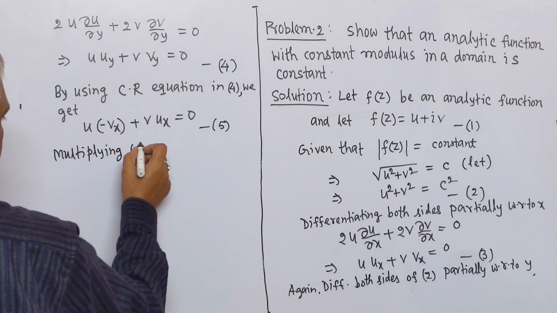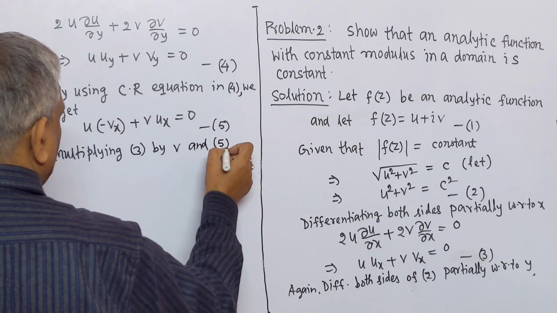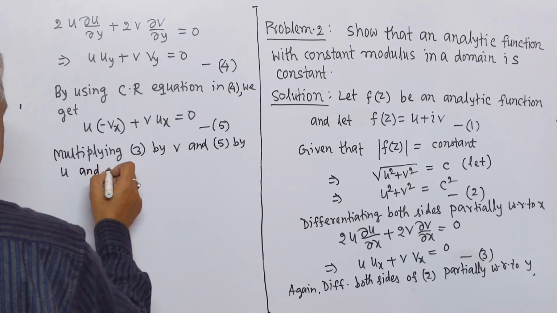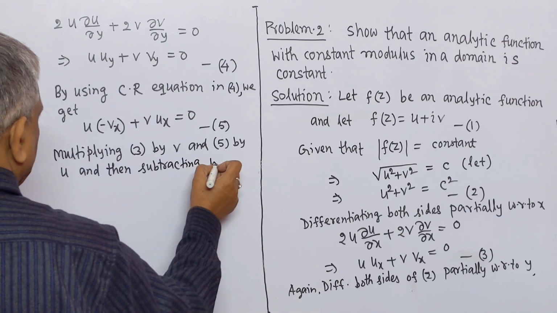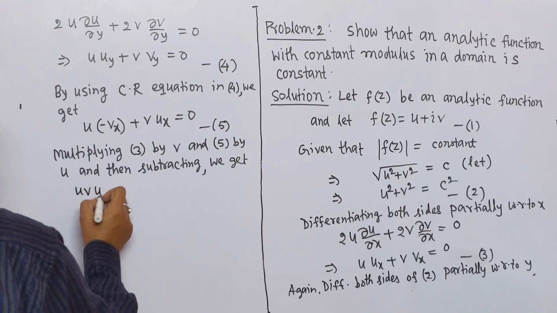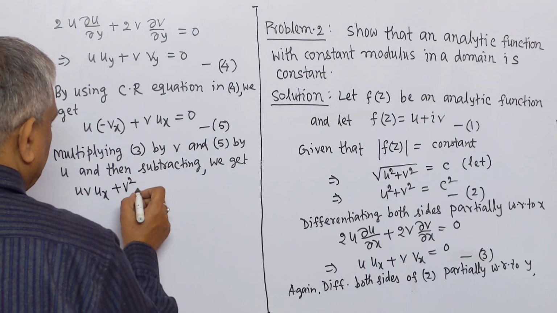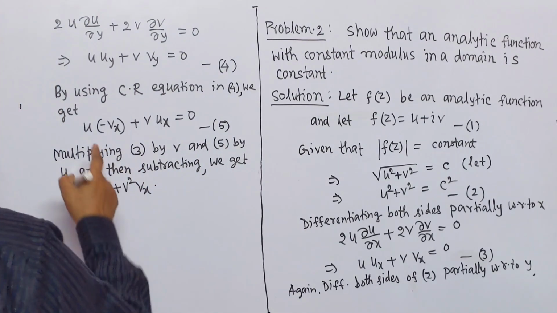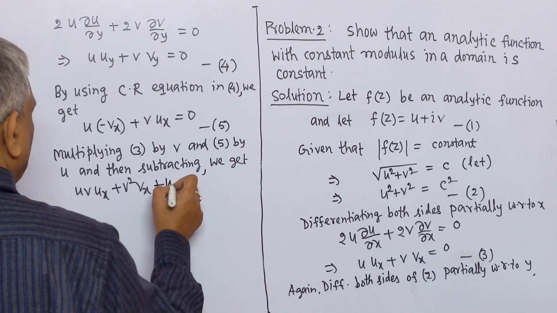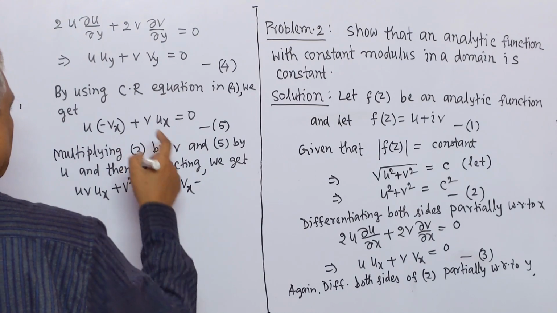Multiplying 3 by v and 5 by u and then subtracting, we get u_x multiplying by v plus v square v_x. We are multiplying by u and then subtracting, plus u square v_x minus uv u_x equal to 0.